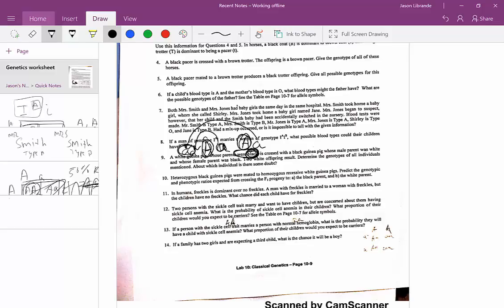So that white guinea pig is then crossed with a black guinea pig, whose male parent was white and whose female parent was black.